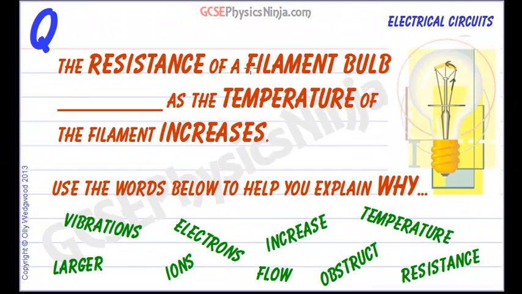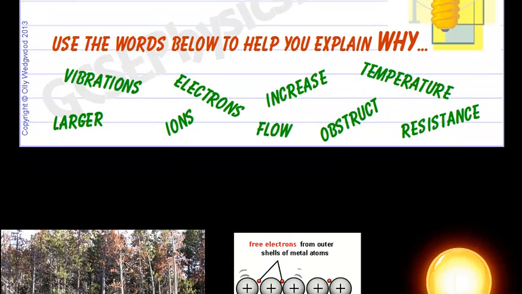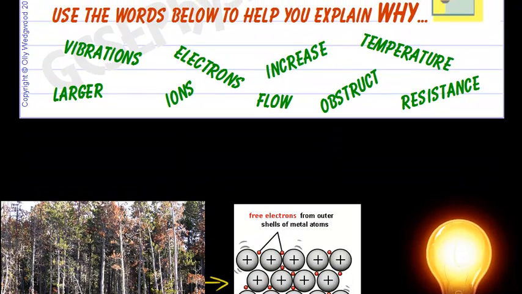So the resistance of a filament bulb increases as the temperature of the filament increases because the metal ions are vibrating, and this makes it difficult for the electrons to get through. Use the words below to help you explain why. Let's just write a couple of sentences.